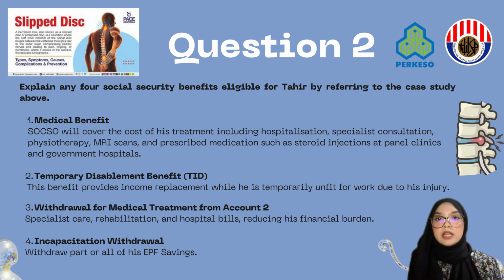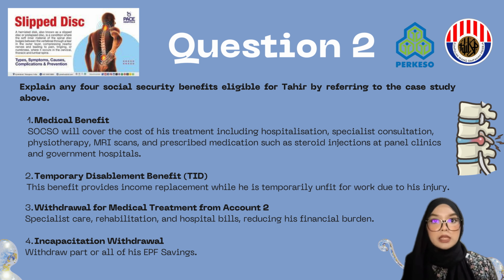Thank you, Daniel. Next, for question number 2, which is explain any 4 social security benefits eligible for Tahir by referring to the case study. Tahir is eligible for several benefits under the Social Security Organisation, which is SOCSO. Firstly, he can receive the medical benefit, which covers all necessary treatments such as hospitalization, MRI scans, physiotherapy, and steroid injections at panel clinics and government hospitals. This ensures that Tahir obtains proper medical care without incurring high personal costs.